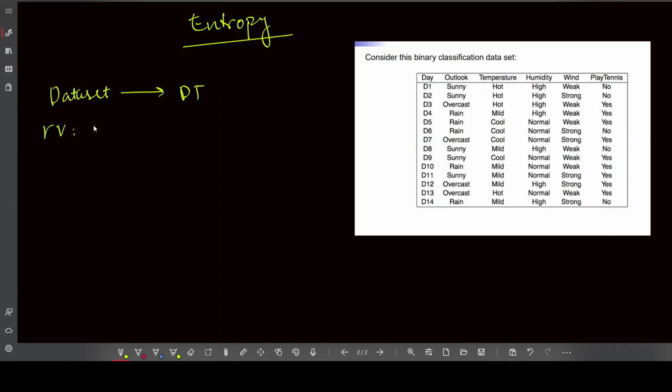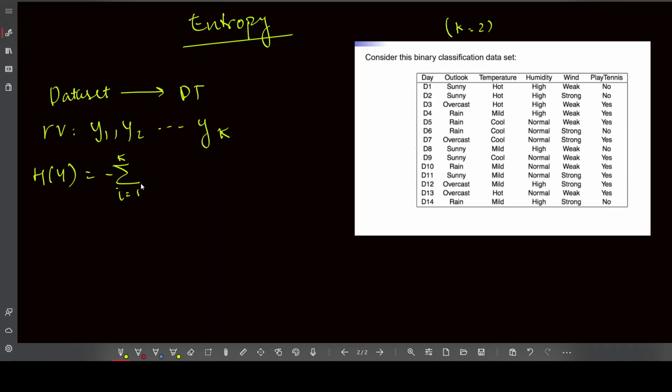So I have my output variables as y1, y2, let's say yk. In this case, I have only two output variables, yes or no. But in general, if I have k output variables, then the entropy of my output variable H(y) is given with this following formula, where k is the number of class labels that I have. In this case, k equals 2.